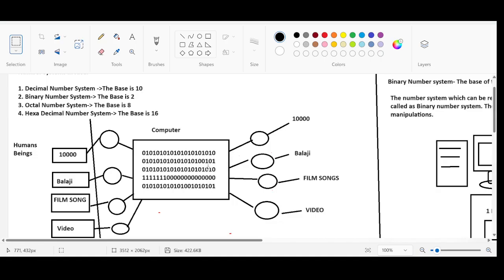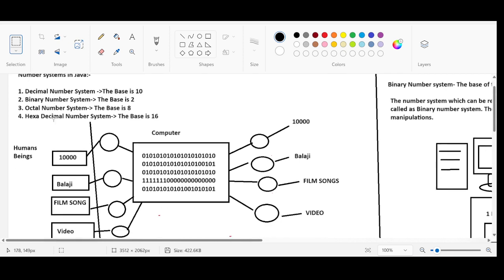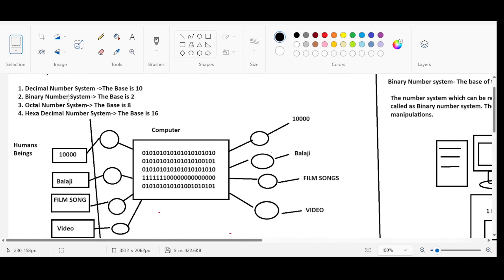Let us do a small recap about yesterday's topic. We were discussing the number systems in Java. There are four significant number systems: the decimal, binary, octal, and hexadecimal number systems. Each number system is represented with a base value. If the base value is 10, it is called a decimal number; 2 goes for the binary number system, 8 for octal, and 16 for hexadecimal.